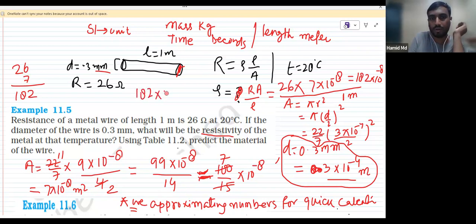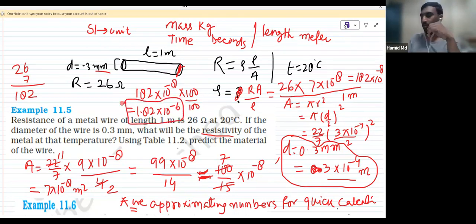182 into 10 raised to the power minus 8. So what I'm doing, I'm multiplying it by 100 and dividing it by 100. If we multiply by 100, the point will come out to be 1.82 into 10 raised to the power minus 8 and 20, so this will be minus 6. We get the answer.